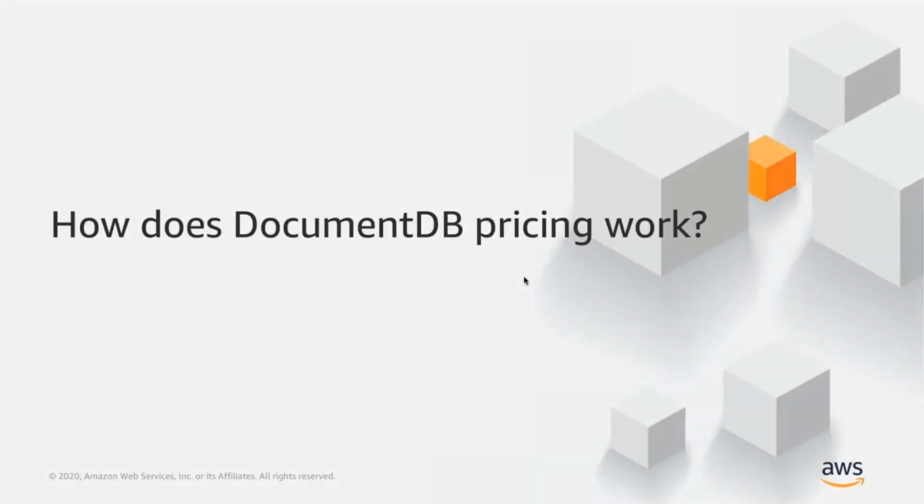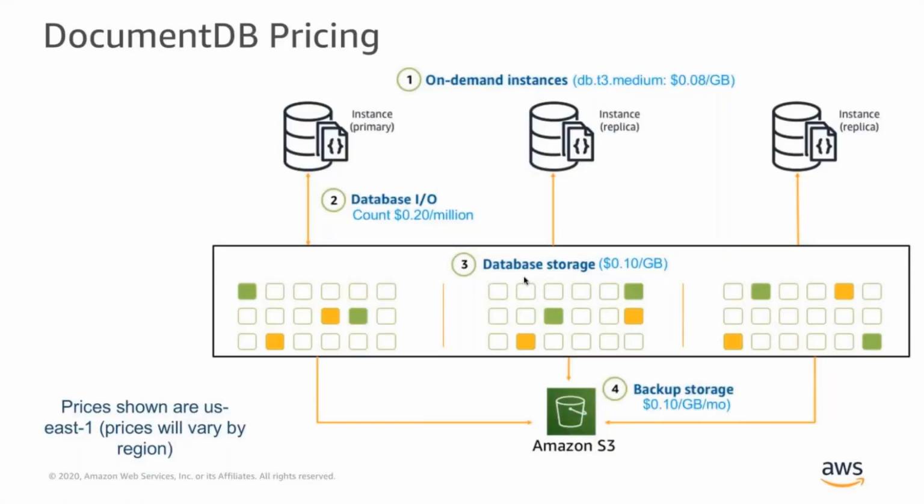All right, so how does pricing work in DocumentDB? Here's an architectural diagram for DocumentDB, and there are really 4 different components that we price for. One is on-demand instance usage. We're going to go through examples of each one of these, so I won't go into too much detail on this slide. I just want to have a mental model or a frame for us to reason about these things as we go through the slides.